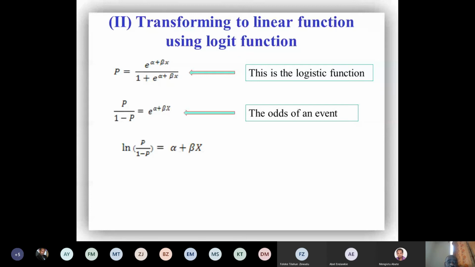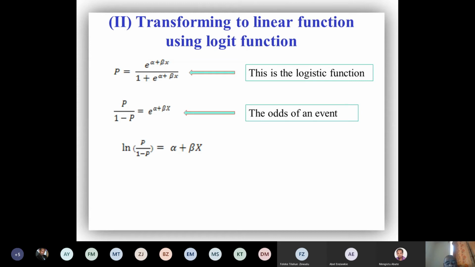So P over 1 minus P is equal to e to the power of alpha plus beta x. You can try it at home. So P over 1 minus P is what? The odds. P is the probability of the occurrence, and 1 minus P is the probability of non-occurrence. So the probability of occurrence divided by the probability of non-occurrence is the odds.